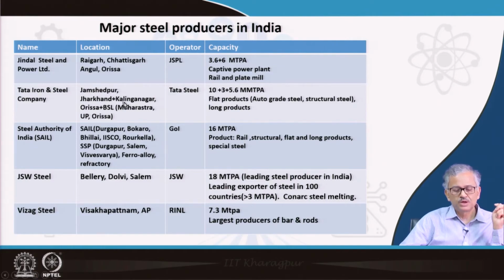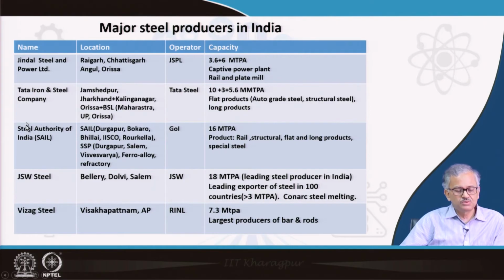They have also a new plant in Kalinganagar. Jamshedpur today is producing around 10 million ton and Kalinganagar is around 3 million ton. They have also acquired Bhushan Steel, which has units in Maharashtra, UP and Odisha that also produce around 5.6 million ton. Total production is quite high now in India, around 18 million tons.